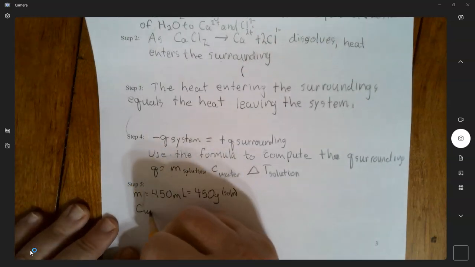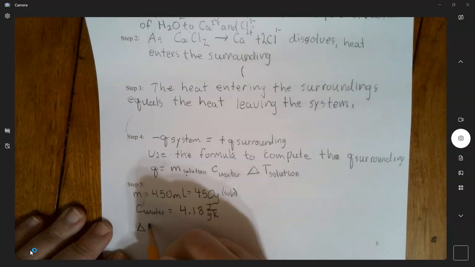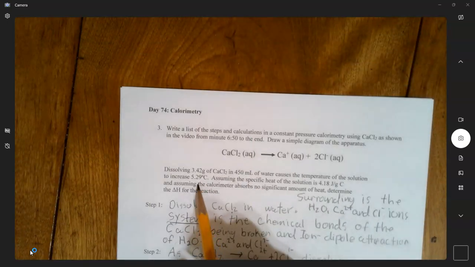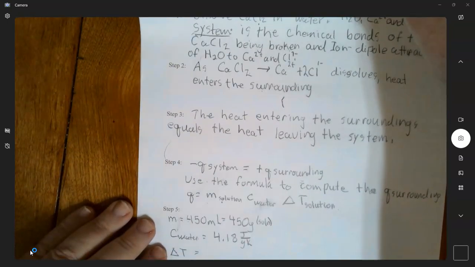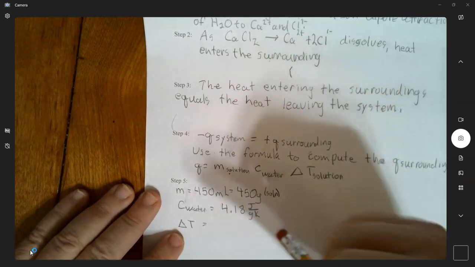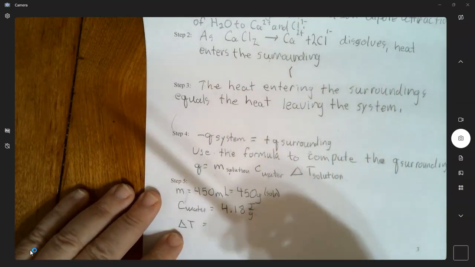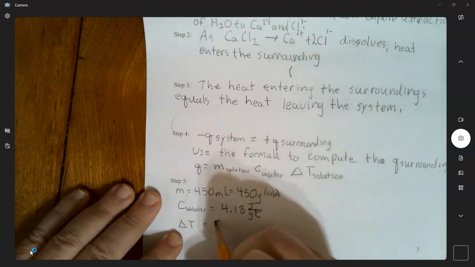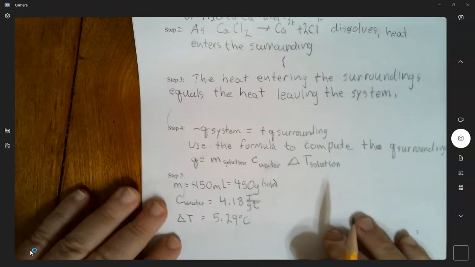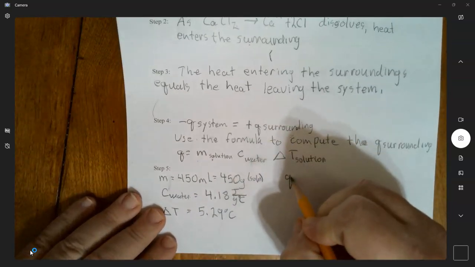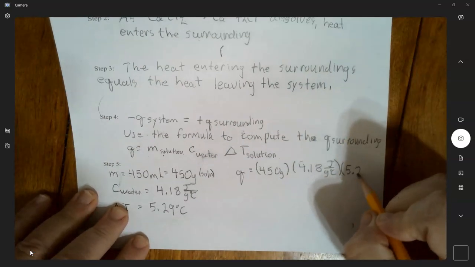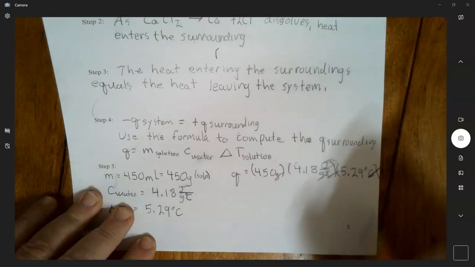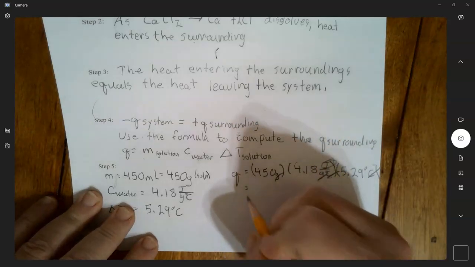The C of water, and the delta T we had in the water is given up here, 5.29 degrees centigrade, which you can call degrees Kelvin. In fact, you could interchange Kelvin and centigrade here. I've explained why that is. If you don't understand, ask me. So that's 5.29, and that's what we're working with. Now we come over and plug it in. We can cancel centigrade, centigrade, grams, grams, and we end up with joules. That's what we want.